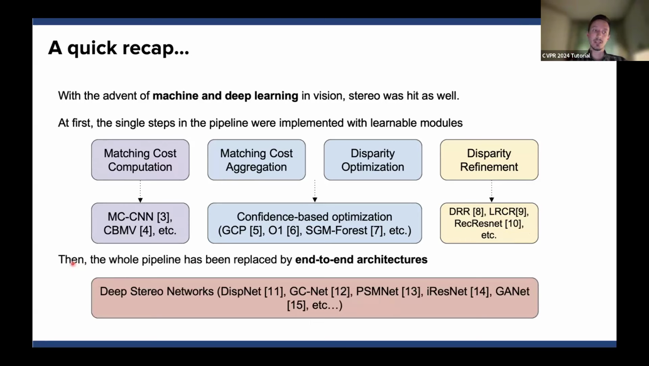Then in 2016, 2017, we replaced everything with end-to-end architectures. That means we started designing complex neural networks that took as input two rectified images and produced as output a dense disparity map. Of course, any of these architectures in their design are inspired to some extent by the general pipeline, but we are no longer dividing the algorithm in steps. We have a single model that estimates everything in an end-to-end manner.